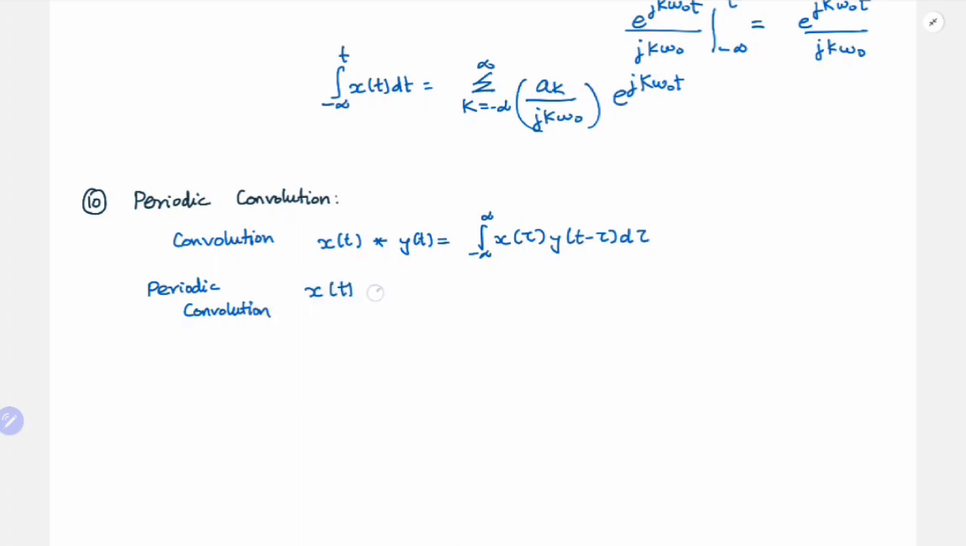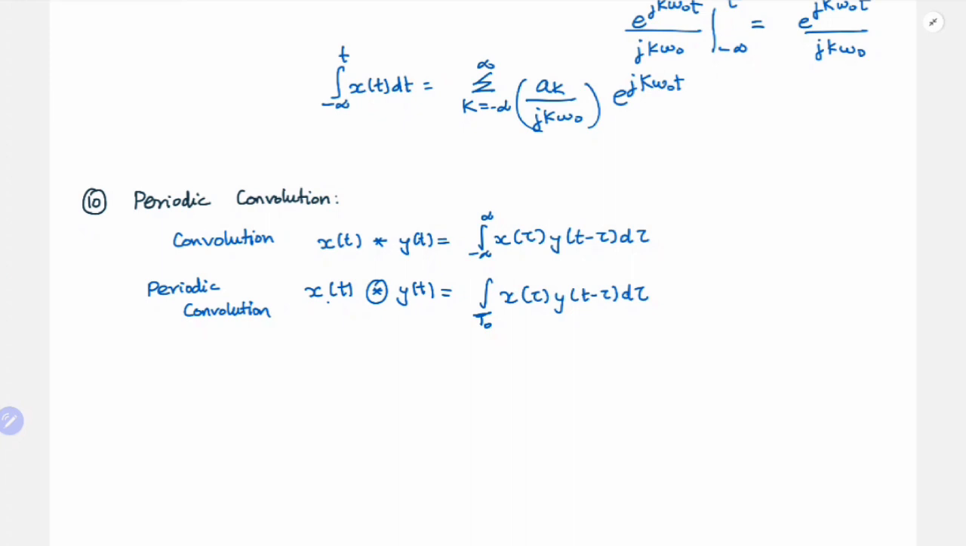So let's call it this way. We put a circle, so it is defined only over one period. Let's say t naught. x of t and y of t are periodic with t naught, and then the integral of x of tau, y of t minus tau, d tau is just defined over one period, which can be 0 to t naught or anything. Because x of t and y of t are periodic with t naught, the limits can be changed.